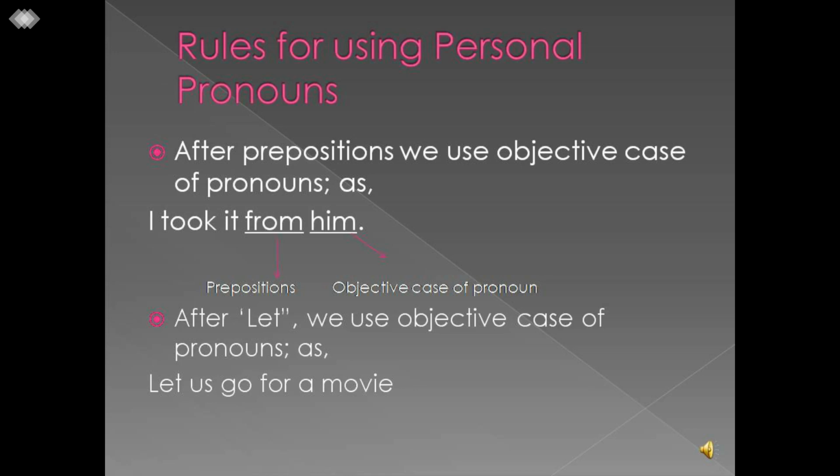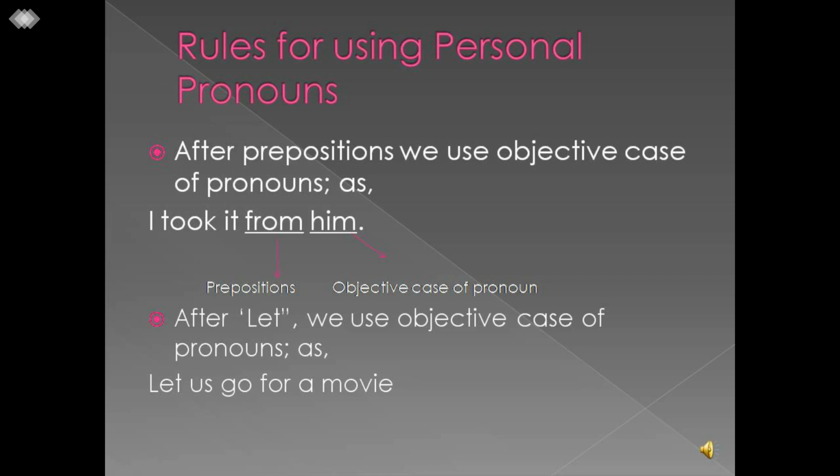Students, whenever you are making a sentence using a personal pronoun, there are certain rules to be followed. Here, in front of you, are certain rules which you need to apply while making a sentence. So, whenever after a preposition, you have to use the objective case of pronouns. For example, I took it from him.